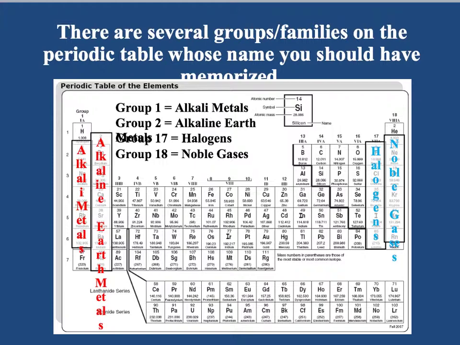And they are the first two columns in the periodic table, group 1 and group 2. Alkali metals and alkaline earth metals. Group 17 and 18 are the last two columns in the periodic table, so they're all the way on the other side, on the right-hand side. Group 17 is called the halogens. Some people say the halogens, same thing, it doesn't matter. And group 18 is called the noble gases. Noble gases.